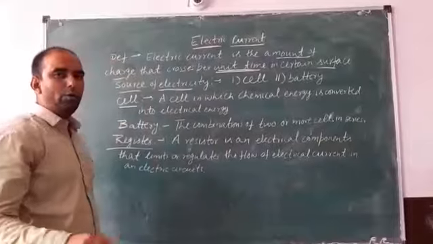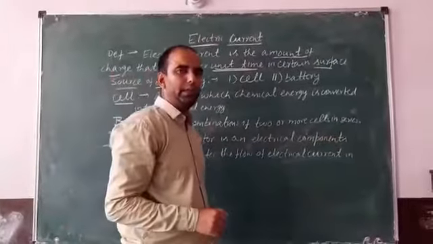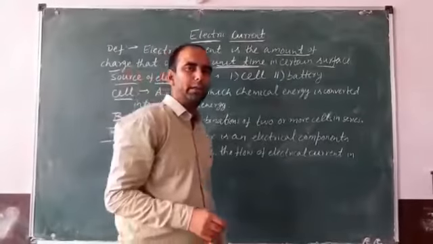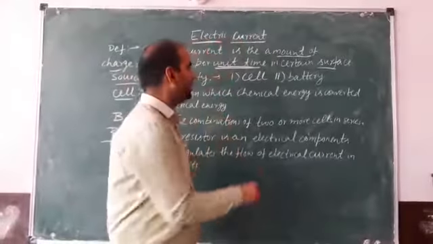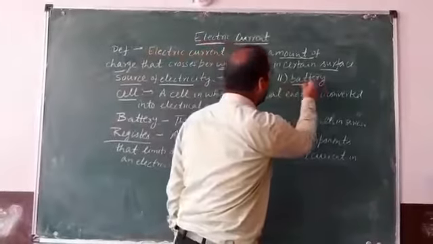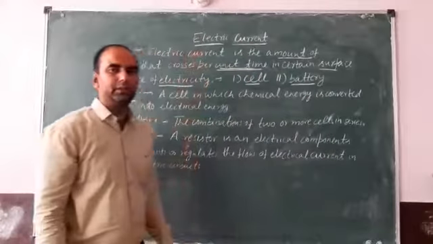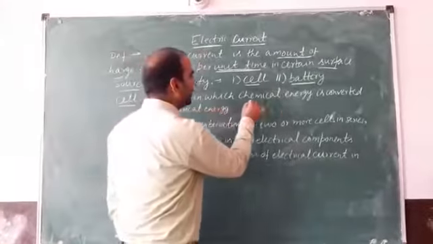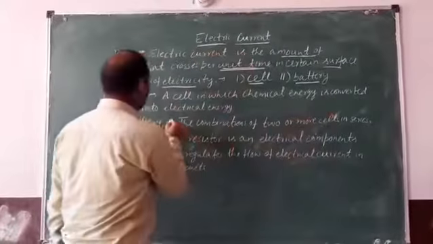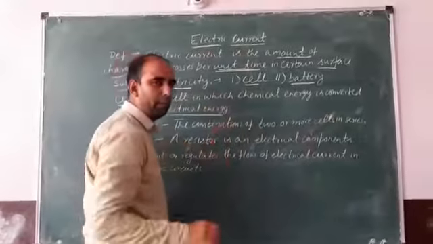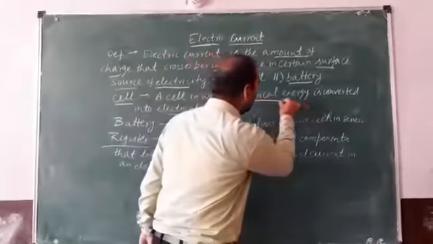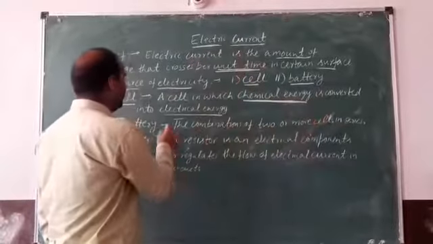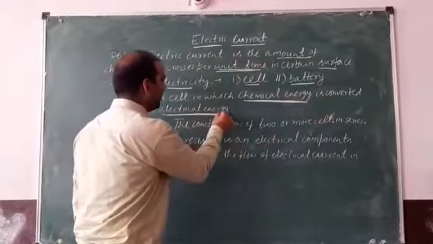Now, what are the sources of electricity or electric current? There are two sources of electric current: first is the cell, second is the battery. First, the definition of a cell: a cell is a device in which chemical energy is converted into electrical energy. Which type of energy? Chemical energy is converted into electrical energy.